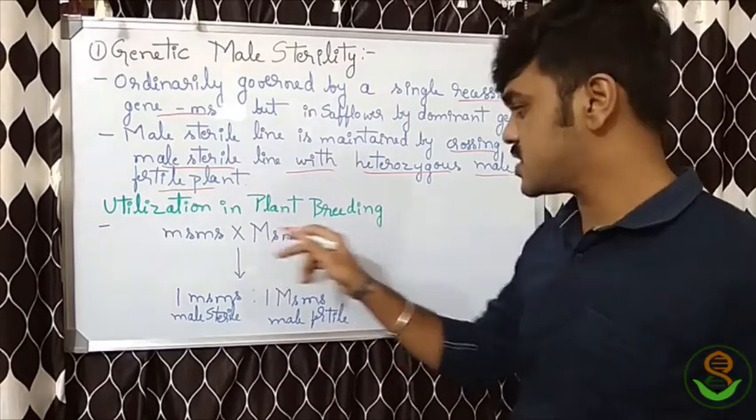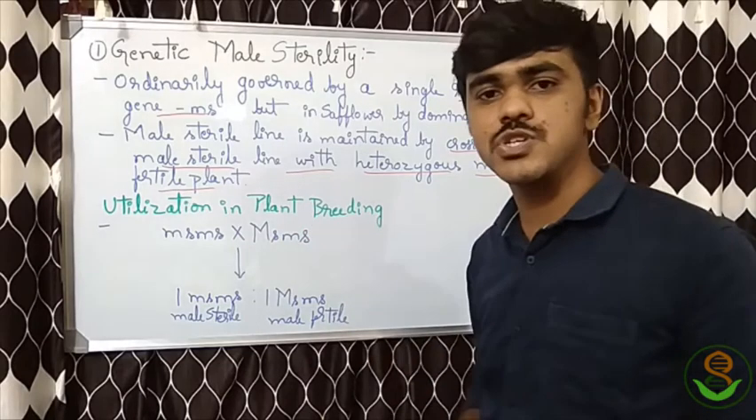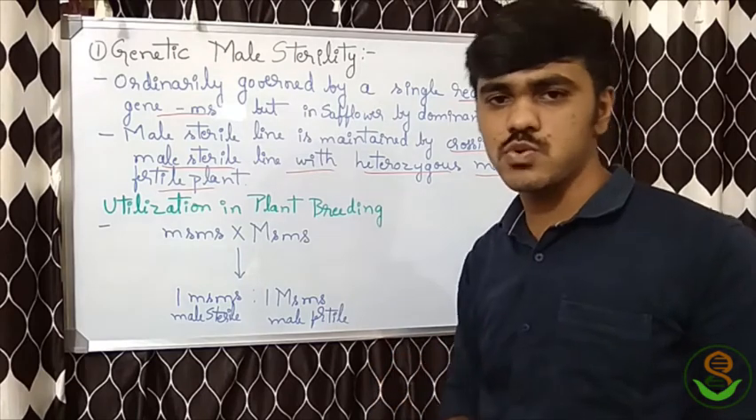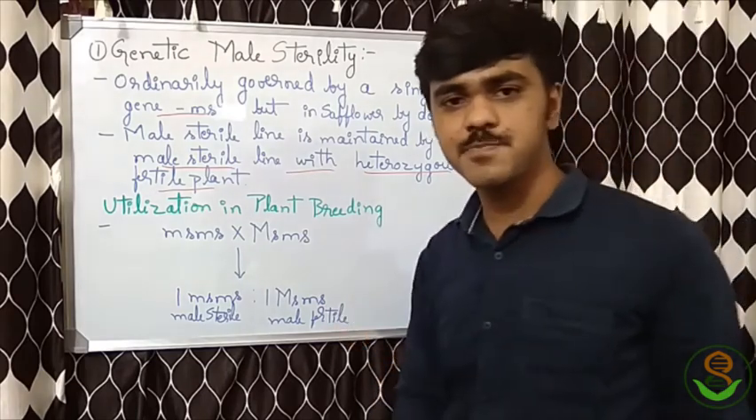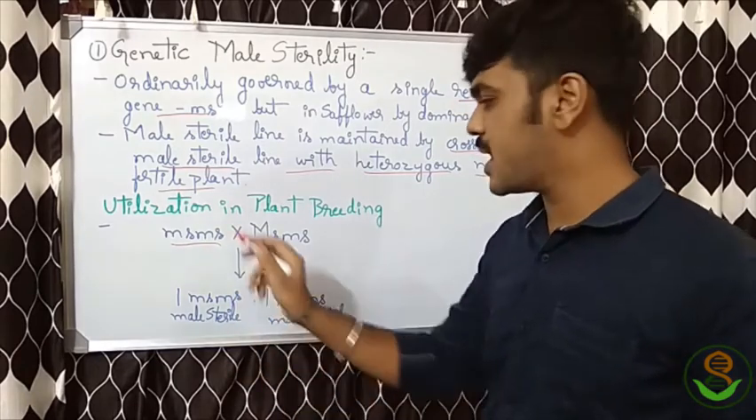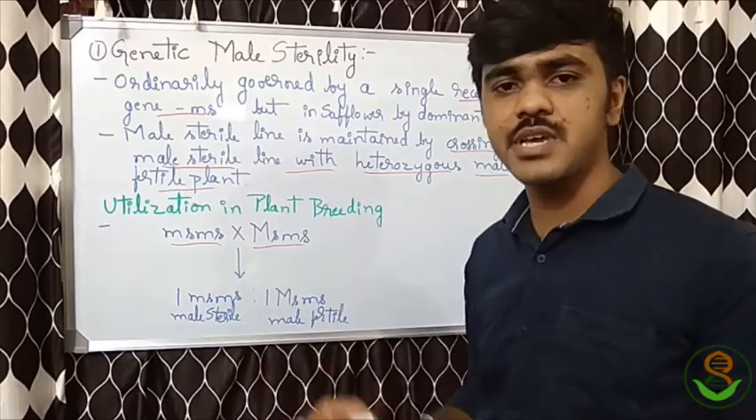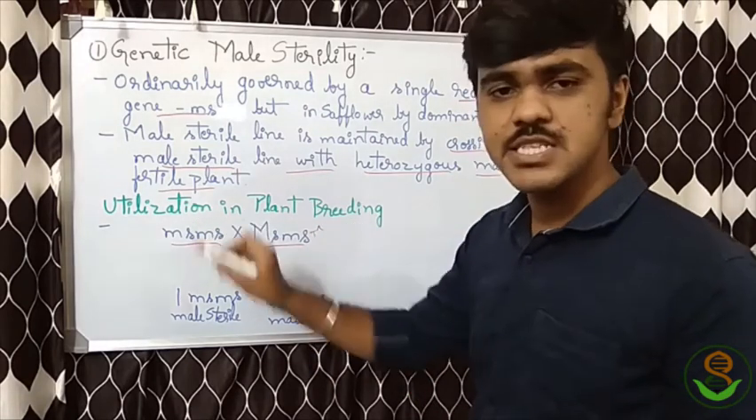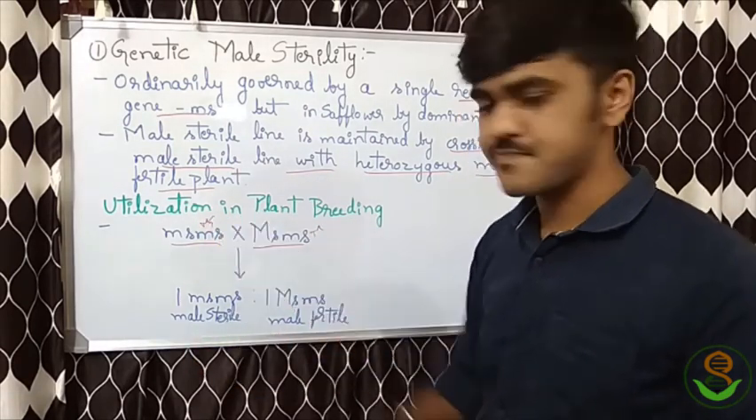Let's begin with the utilization in plant breeding, that is the seed production concept. We mainly discuss here how it is commercially used. See, genotypically speaking, it is the A line. The A line is a male sterile line, and the B line is a maintainer line here. It is a maintainer line.